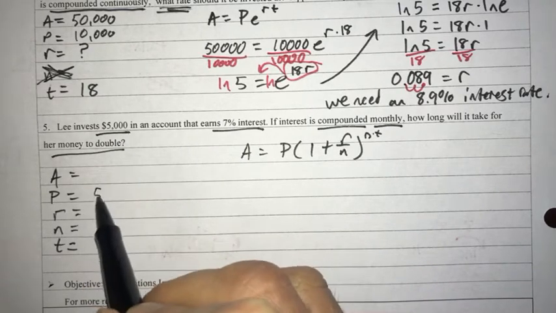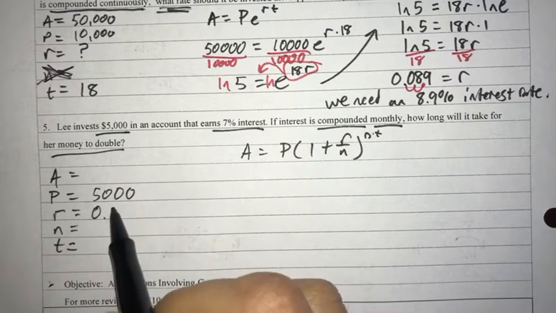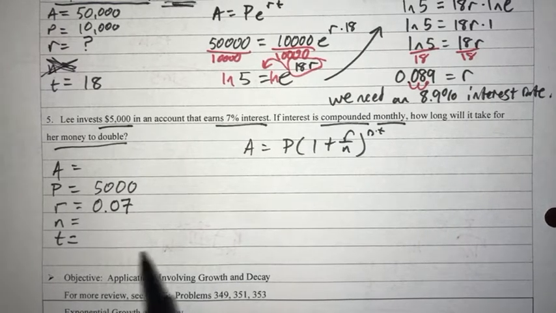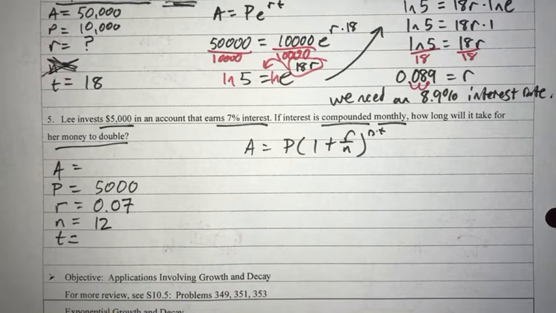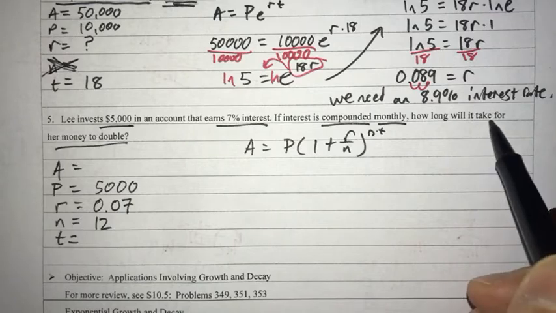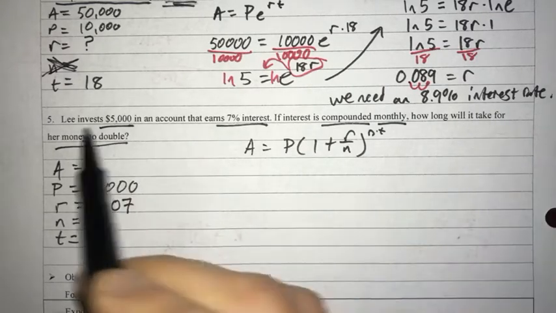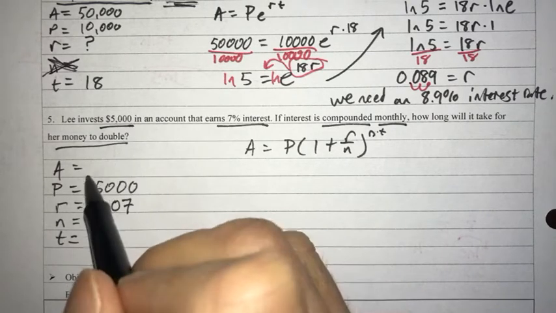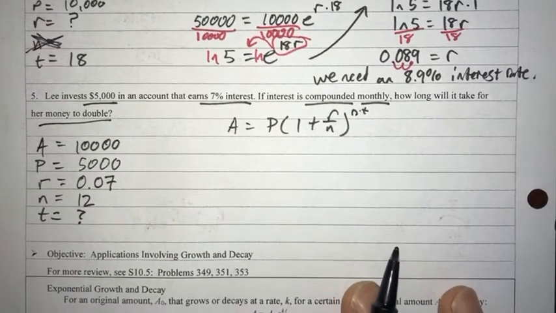Lee invests $5,000 in an account that earns 7% interest, okay? $5,000 is our starting amount, the principal. The rate is 7%, so I'm going to use it as 0.07. It does say interest is compounded monthly, and so that means it's going to happen 12 times per year. It says how long will it take? So that means it's a time that we don't know. How long will it take for her money to double? Well, if she starts with $5,000 and she wants to double it, she wants to know when it is going to reach $10,000.